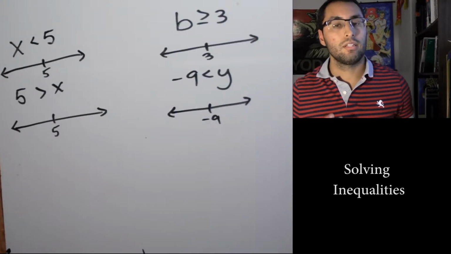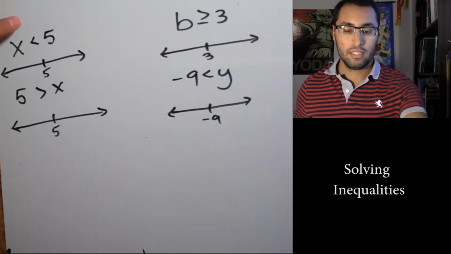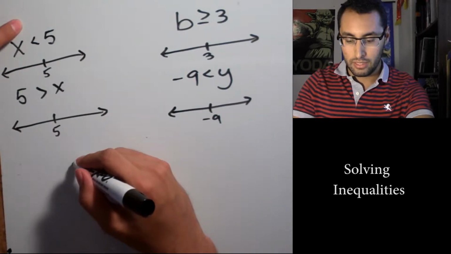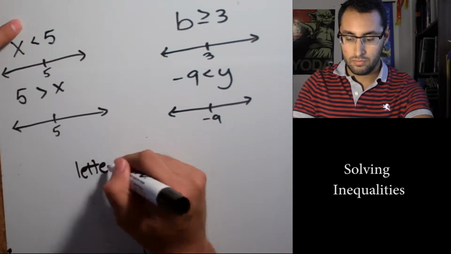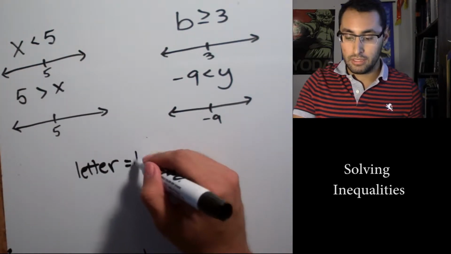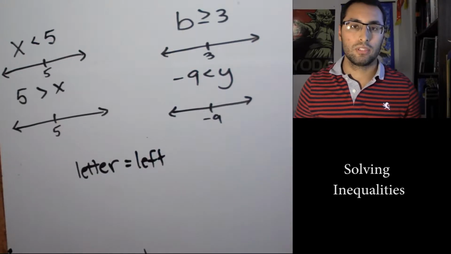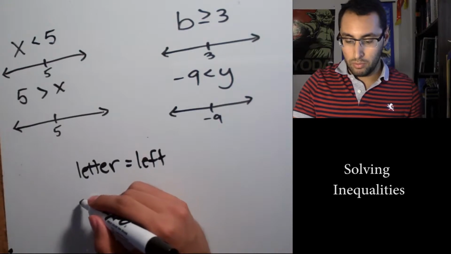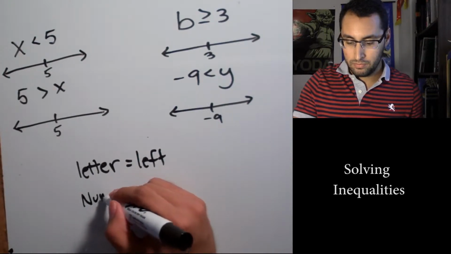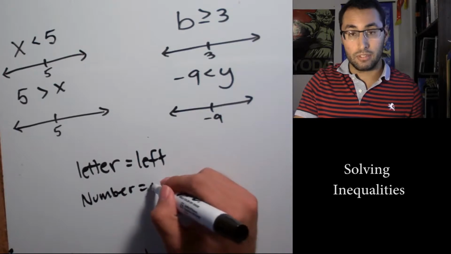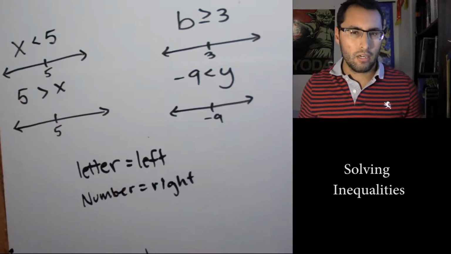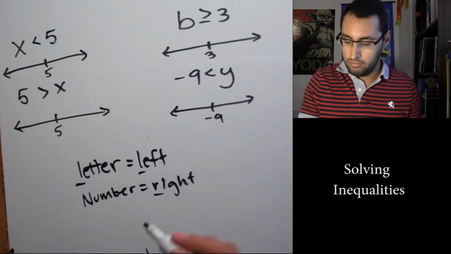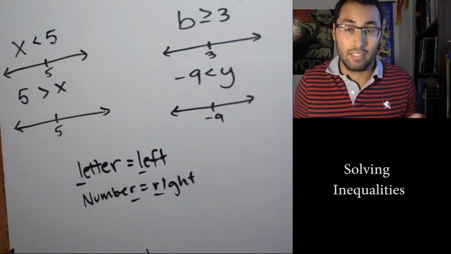Now the trick to graph is this. Look at the inequality sign; I like to think of it as an arrow. If the arrow points to the letter, you want to shade to the left. This happens 100% of the time, never changes, never fails. And if the arrow points to the number, you want to shade in the opposite direction, to the right. The way I remember this is that letter starts with L, like left, and right has an R in it, and number has an R in it.